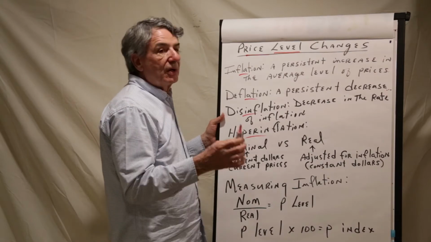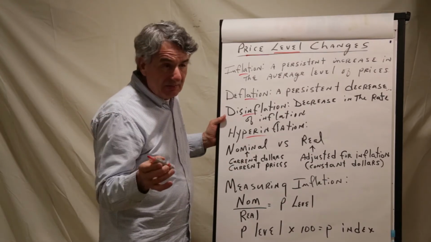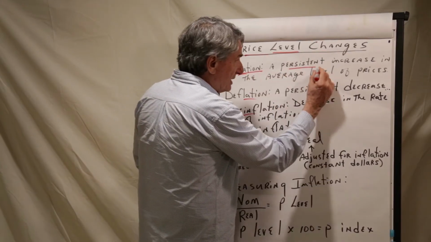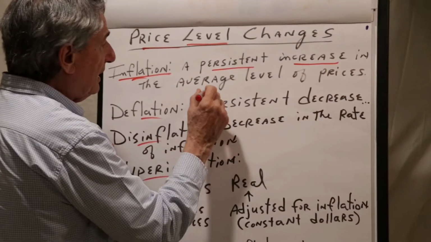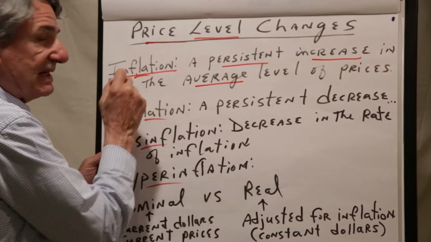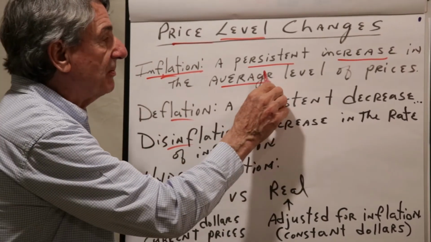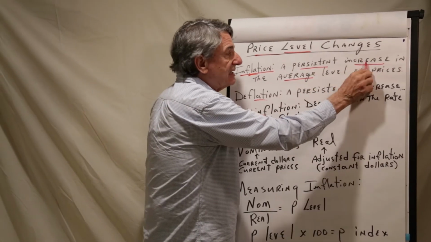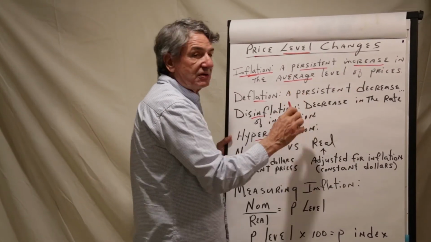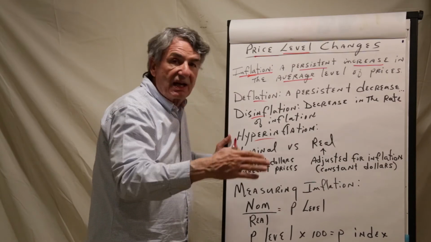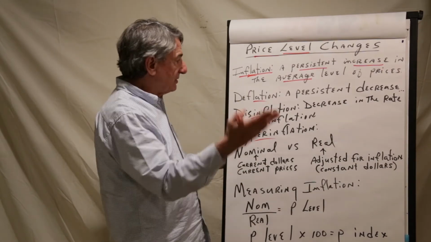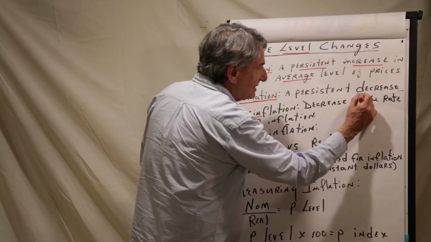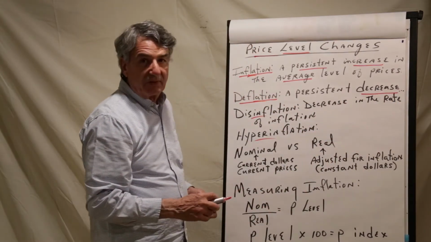So to start, prices change. Sometimes they're up, sometimes they're down. If there is a persistent increase in the average level of prices, this is inflation. It has to have all three of these components. It has to be persistent, not just a month or two. It's got to be extended. It has to be an increase, and the average level, not just a few things, not a third of the economy, but the general level of prices are going up. Deflation is the opposite. It's a persistent decrease in the average level of prices.